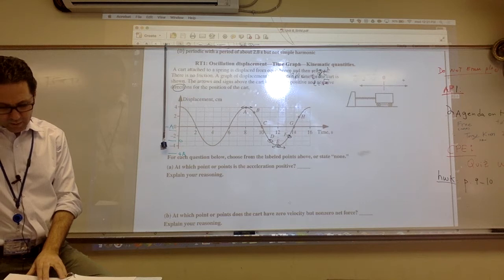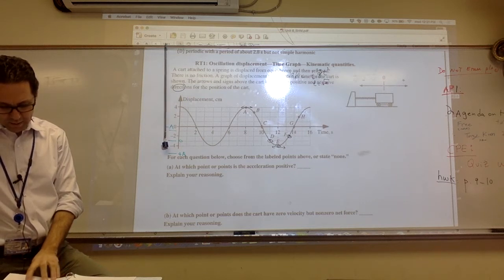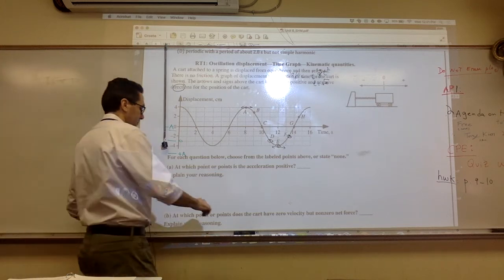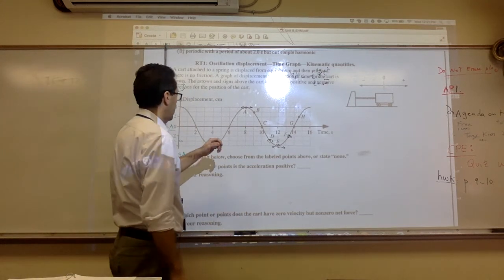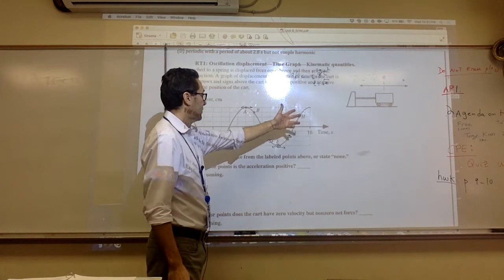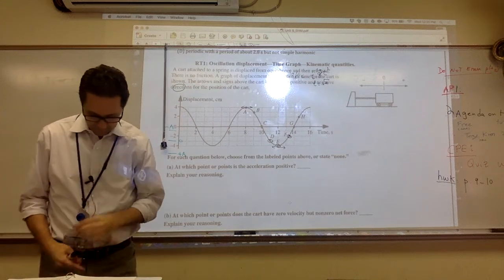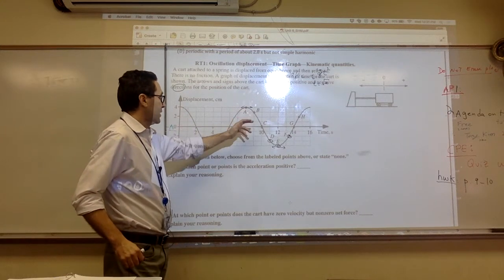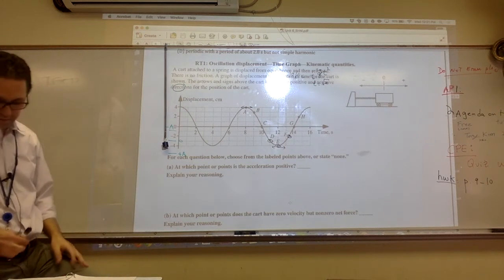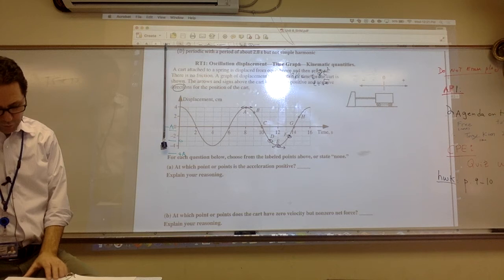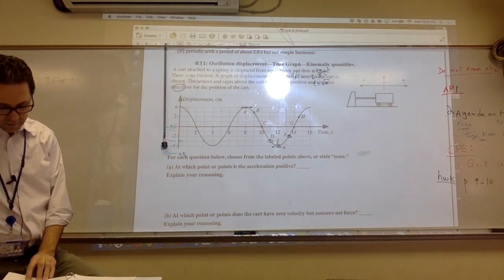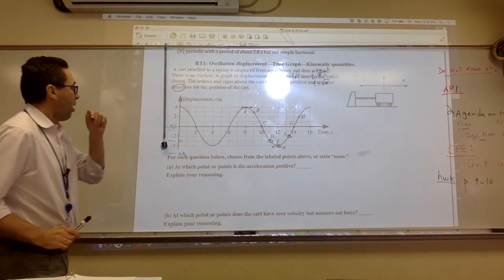At which point is the acceleration non-zero and opposite in sign to the position? Well, it's going to be A, B, D, E, F, and H. Okay? So for A and B, the acceleration would be negative, which is opposite to the displacement, which is positive, right? At which point or points is the velocity non-zero and opposite in sign to the acceleration?